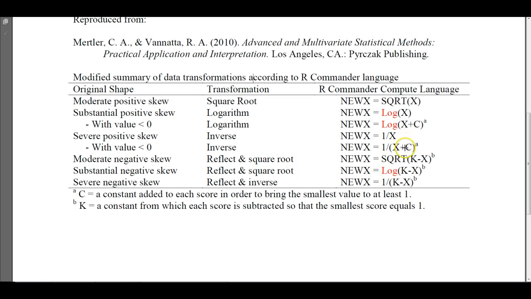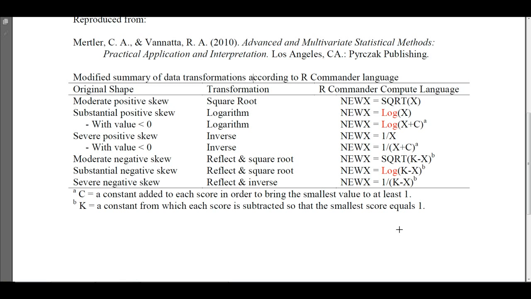You can use c a couple more times, whatever this constant may be for your data set. So you need to determine, well, what is the minimum value for my data set? And if the minimum value is 1 or above, you're okay. Don't need to worry about it. But if your minimum value is less than 1, then you need to add some constant so that your new minimum value is at least the value of 1.